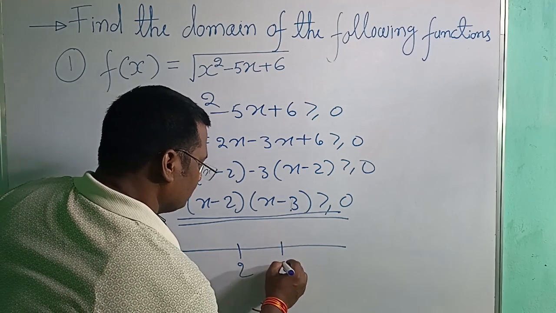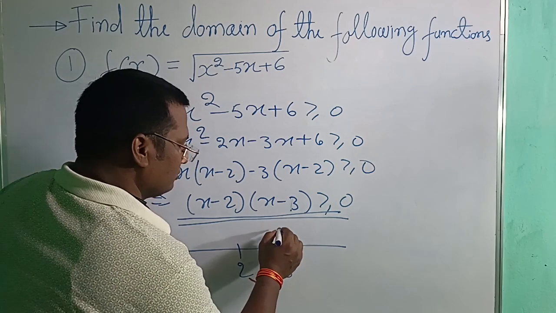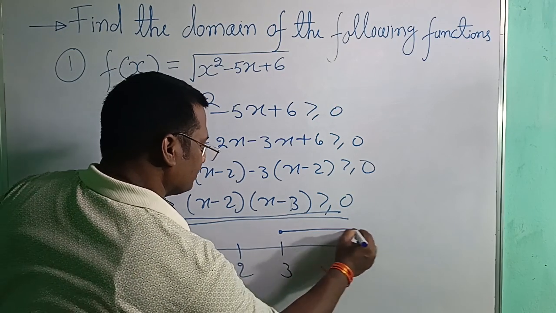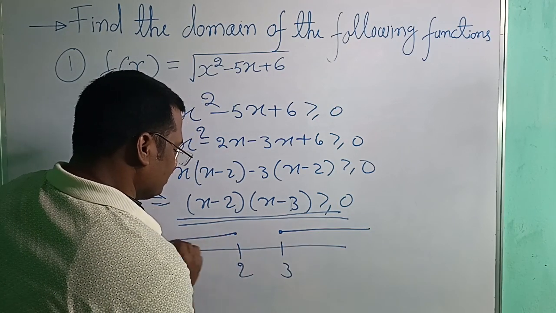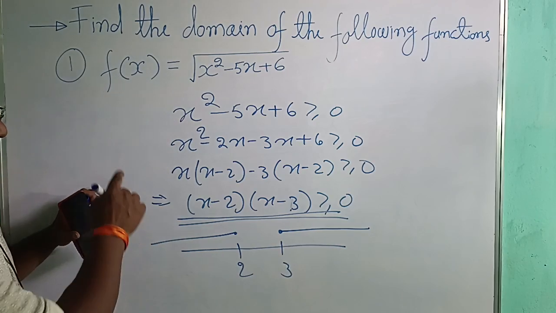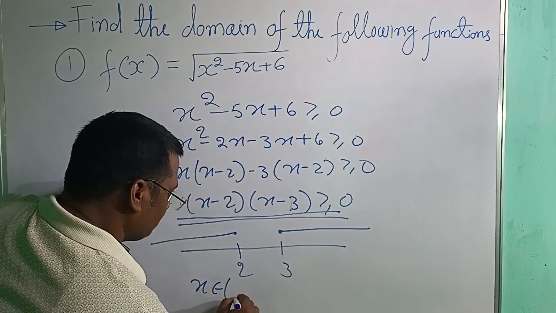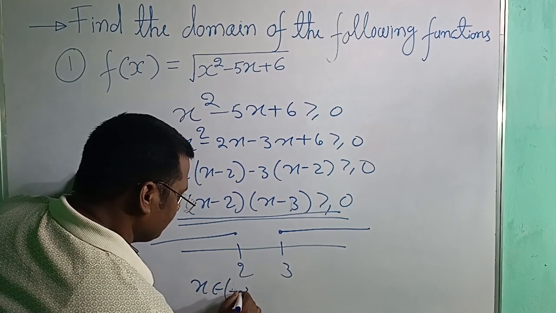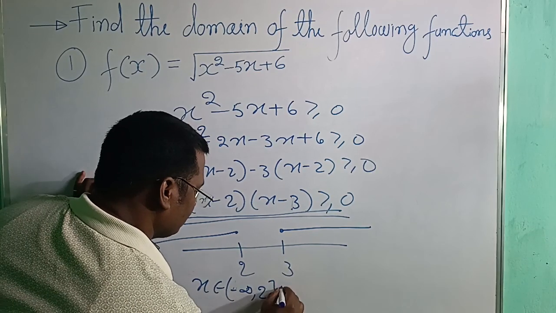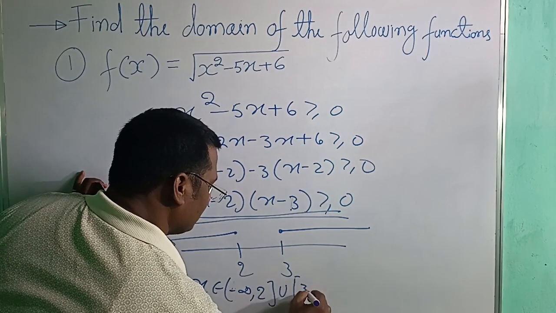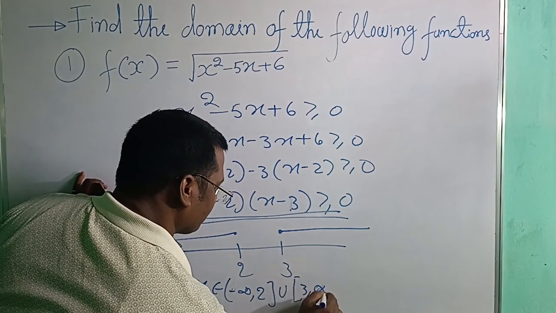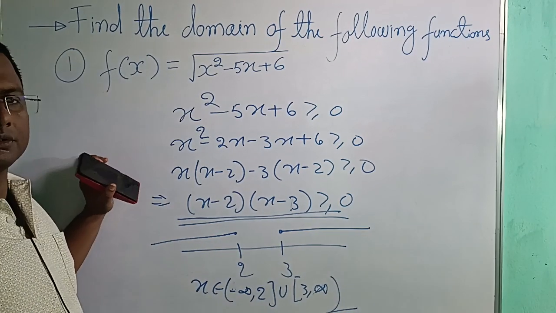So the solution of this equation: this is 2, this is 3. So this is greater than 3, this is less than 2. So the domain of this question, you can say the answer of this question, x belongs to minus infinity to 2, closed interval, union 3 to infinity. This is your answer.